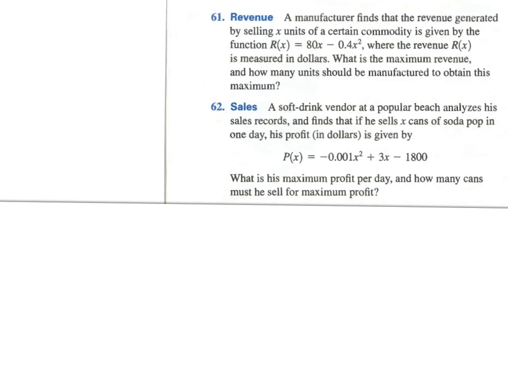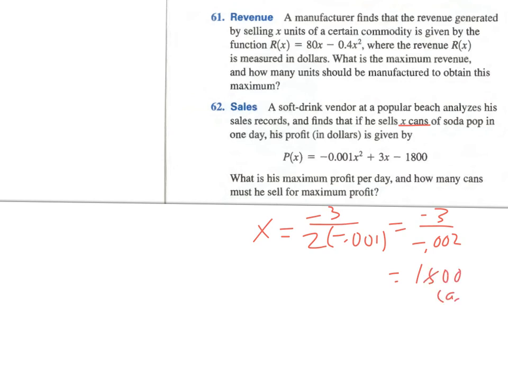All right, next up here, the soft drink vendor has this formula here. He wants his max profit per day and how many cans he must sell. So we know that x is cans, so I would just find the x value of the vertex first, and that'll answer the second question. So this will be negative 3 over negative 0.002. And we can definitely use a calculator for that one. So when I type that in, I get 1,500 cans. So if he sells 1,500 cans, he's going to reach his max profit.